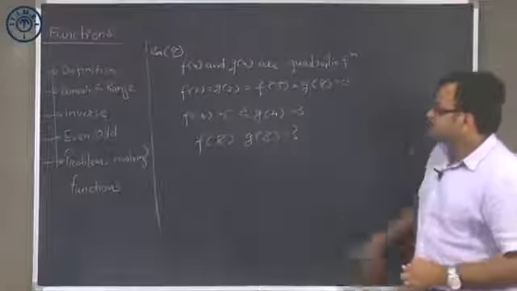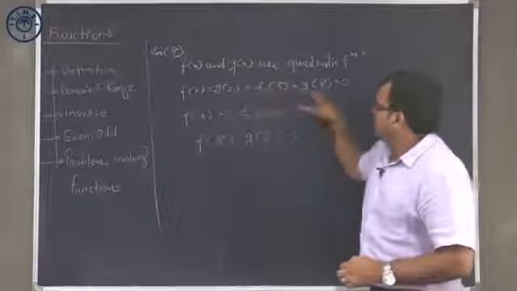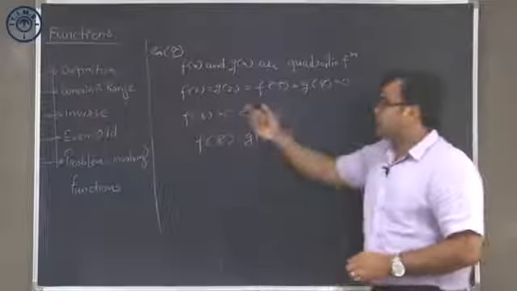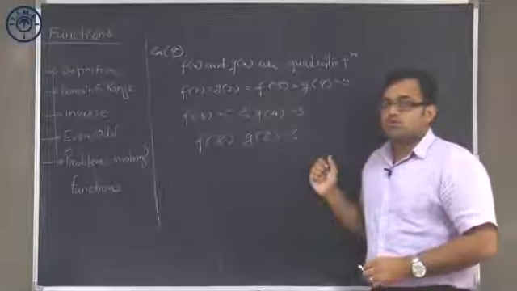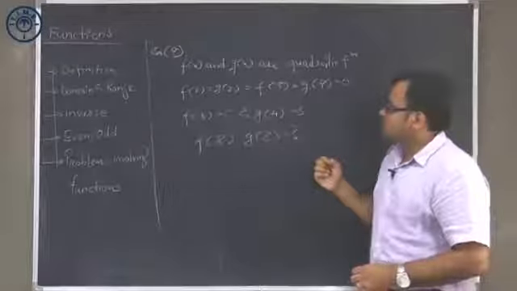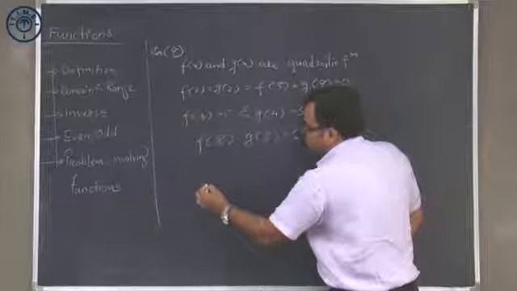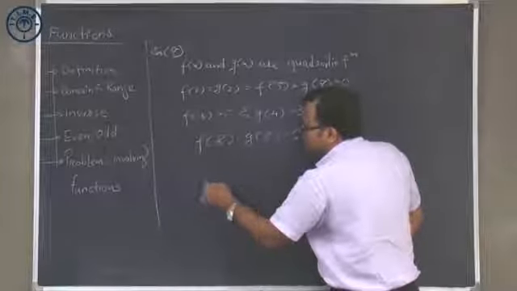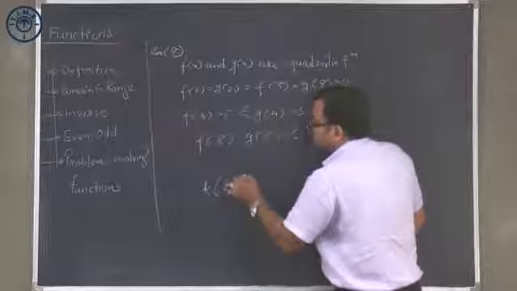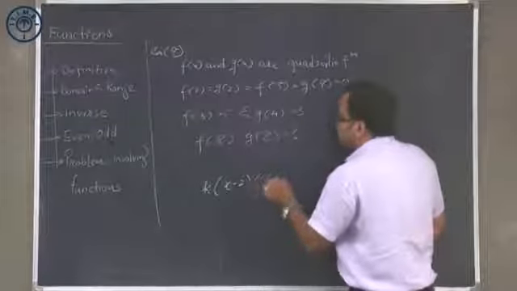What we will do is, if f of 2 and f of 5 are both equal to 0, that means that these are the two roots of the equation f of x. If these are the two roots, then the general form will be, let's say, some constant k multiplied by x minus 2 into x minus 5.